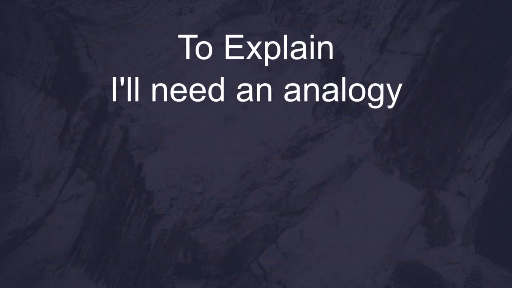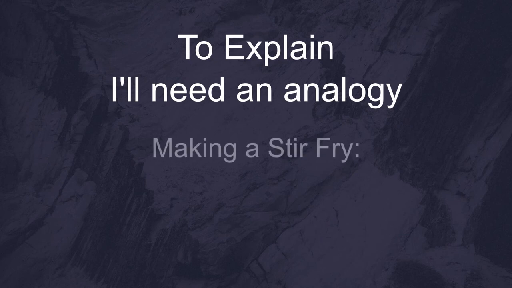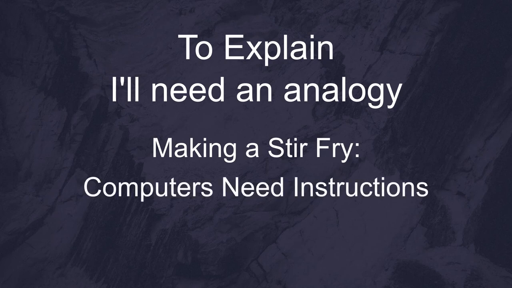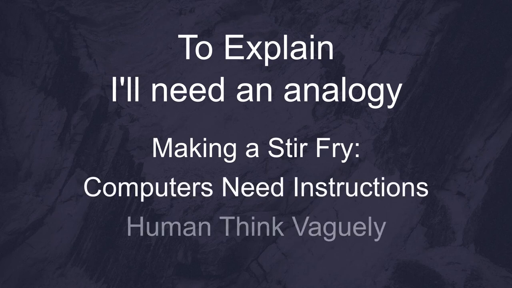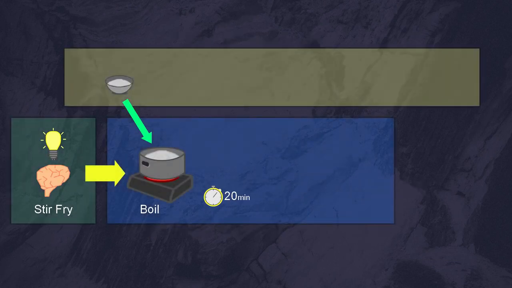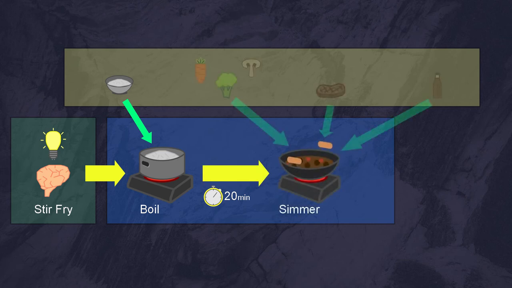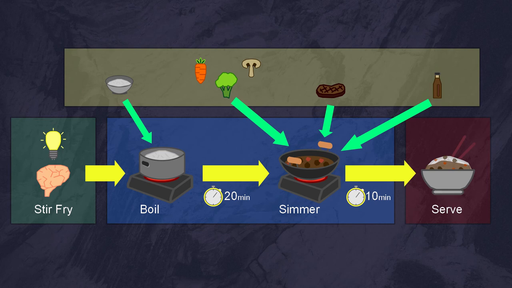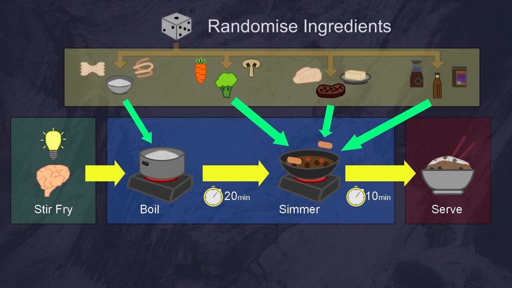To help explain this system, I'm going to start by comparing music making to cooking. If you think about making a stir fry, you rarely think in terms of computer instructions. You probably think in much more vague terms. For example, I will make a stir fry. I will boil the rice for 20 minutes. I will simmer the vegetables, proteins, and sauce for 10 minutes. And serve. And if we wanted to create more variety, we can choose from a random selection of ingredients.